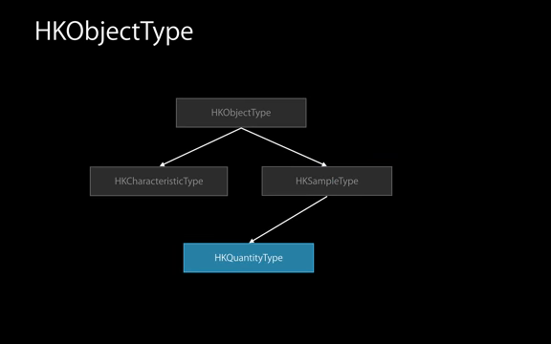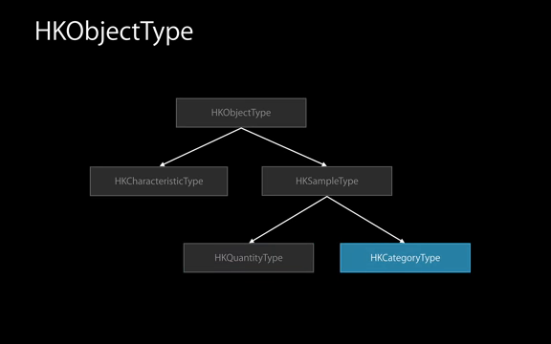One kind of sample type is HKQuantityType. These are the kinds of data that can be represented by an HKQuantity. They're by far the most common kinds of data in HealthKit and represent everything from blood pressure to potassium to the number of steps you've taken.